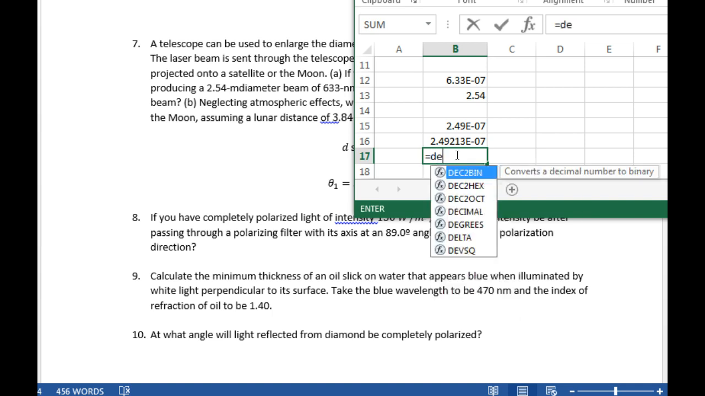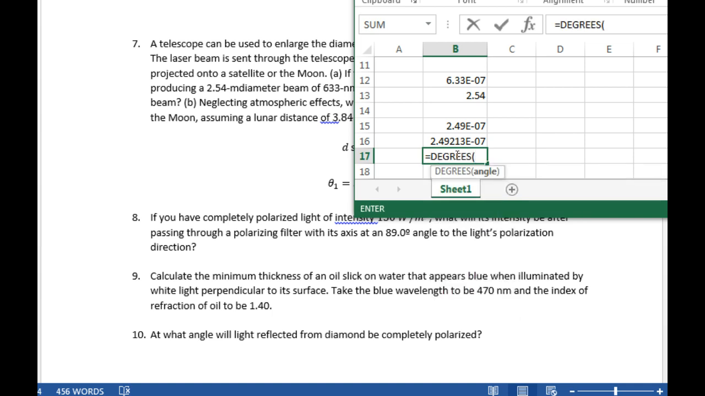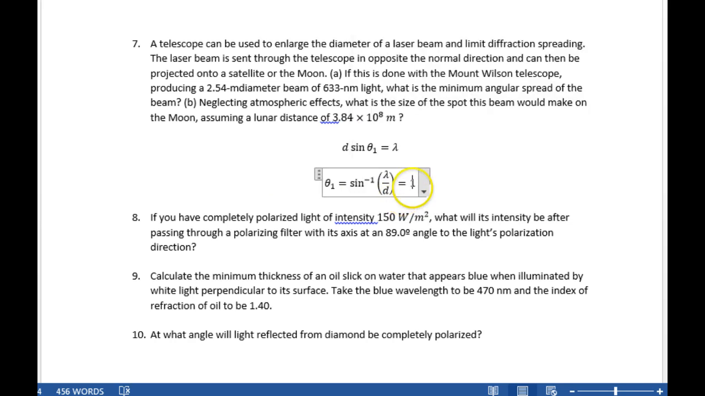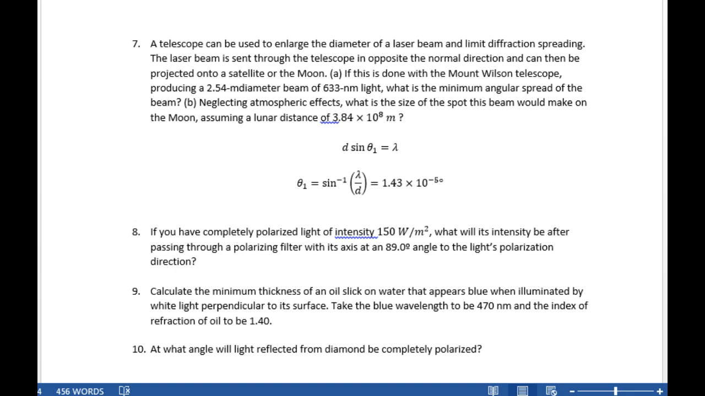So let's put it in degrees, just so you have that: 1.43 times 10 to the minus 5 degrees. Is it a minus 5? Yes, minus 5 degrees. Okay? So that's the answer to part A.